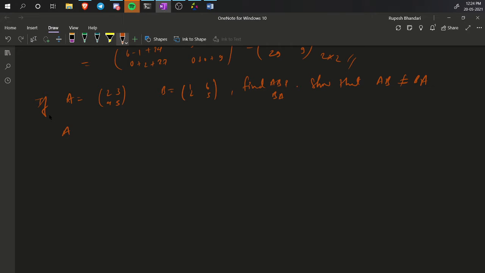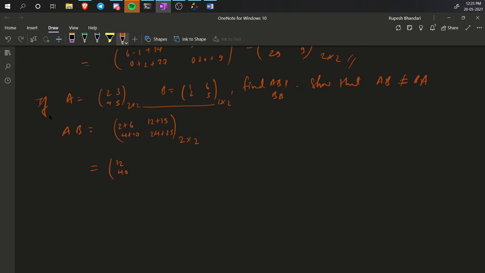Let's see as well. So AB will basically be a new matrix formed from the multiplication of these two matrices. So 2 by 2 will be the new order, right? First of all, 2 by 2 and 2 by 2, the 2 and 2 are common. That means AB is possible, right? So this will be 2 into 1 is 2, plus 3 into 2 is 6, 4 into 1 is 4, plus 5 into 2 is 10, right? 2 into 6 is 12, plus 3 into 5 is 15, 4 into 6 is 24, plus 5 into 5 is 25, right?